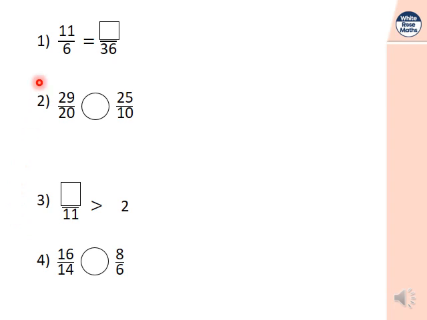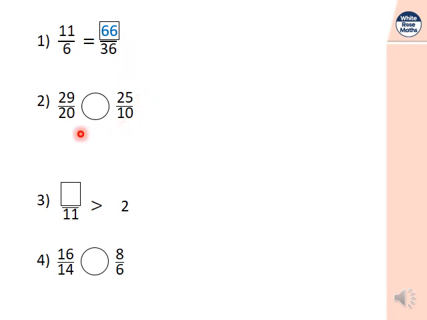something over 36. So we know our denominator has changed from 6 to 36. Now in our 6 times tables, what would we need to do to change 6 to 36? Well, we would have to multiply by 6. So whatever we do to the bottom, we need to do to the top. So 11/6 is equivalent to 66/36.